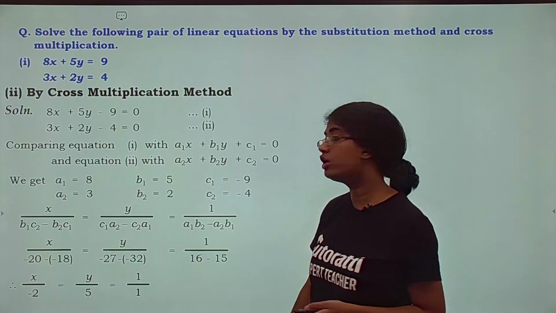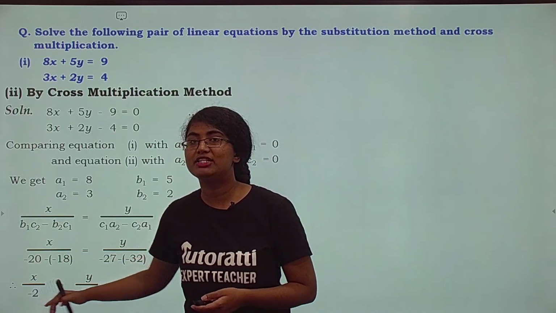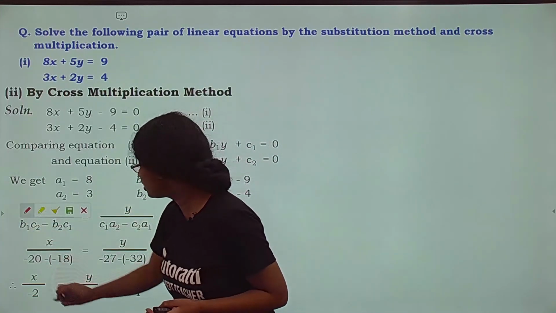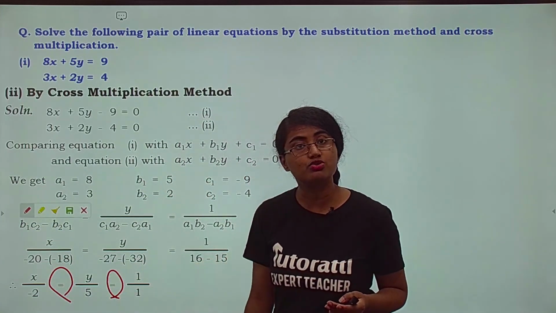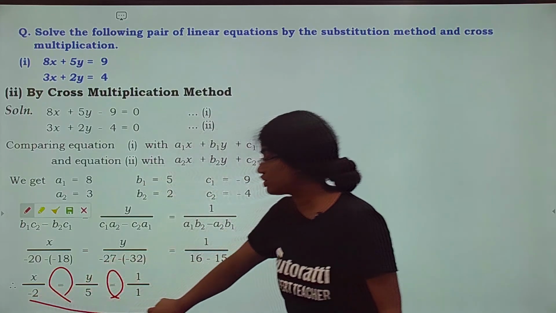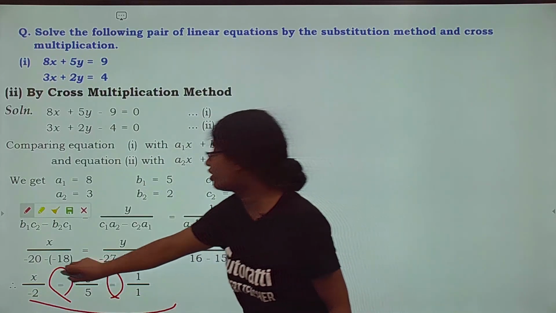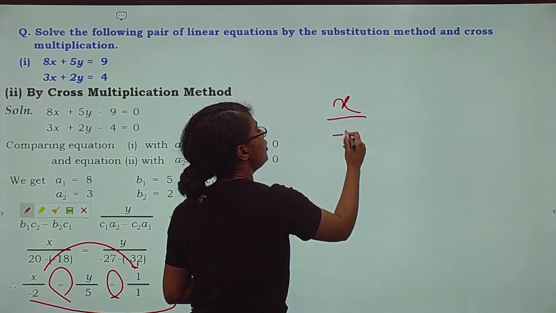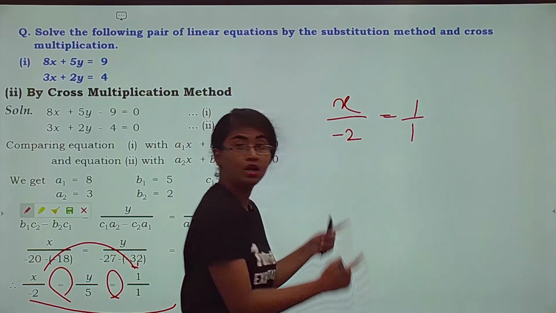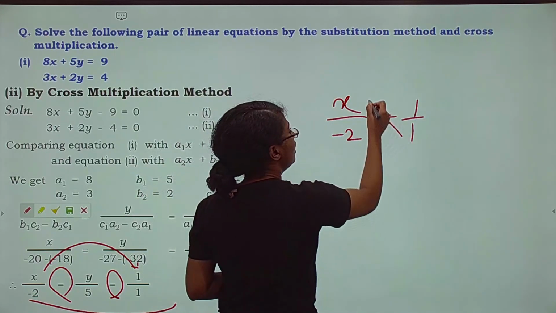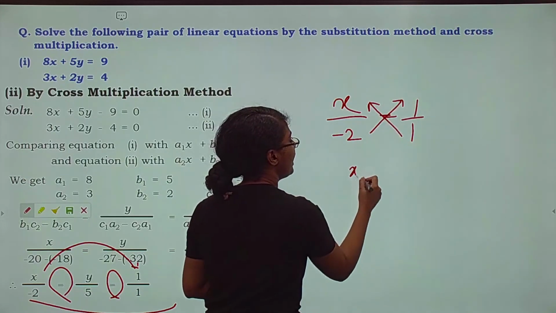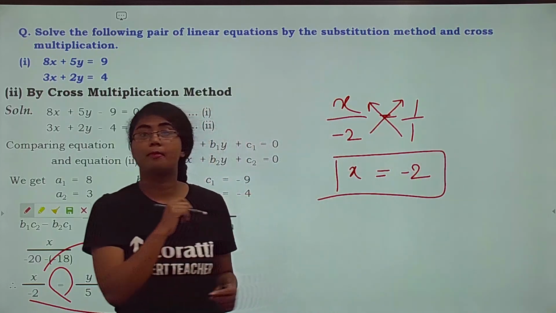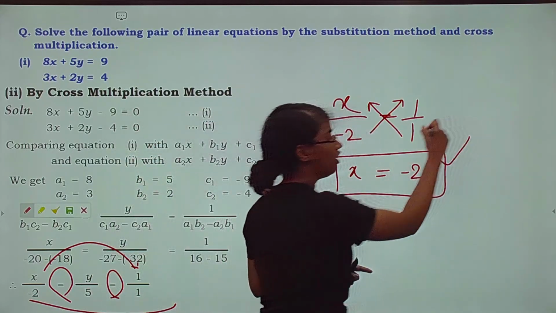Okay. Now here these are ratios but these ratios are also in proportion. Can you see this equal to sign in between? That means the three ratios are in proportion. So you can take the first and the third ratio. What is the first and the third ratio? x upon minus 2 is equals to 1 upon 1. Cross multiply. So this will be x into 1 is x, and minus 2 into 1 is minus 2. So this is the value of x.